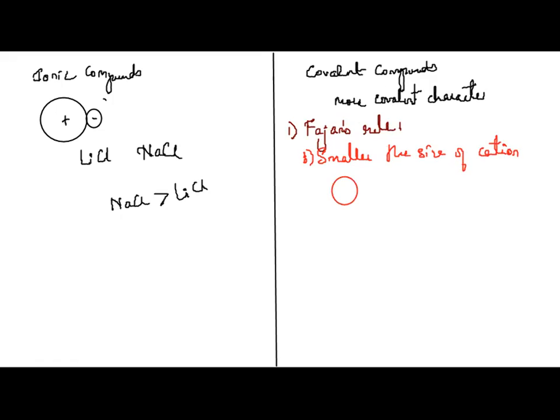Okay, so we'll discuss it. Smaller the size of cation, greater will be its polarizing power. That is, greater will be the covalent nature of the bond. If the size of cation is more, we know it is an ionic bond, yes or no? So if the size of cation is smaller, what will happen? Greater will be its polarizing power. Now, what do we mean by polarizing power? Okay, this is cation, and let me say this is my anion. I'm taking vice versa.